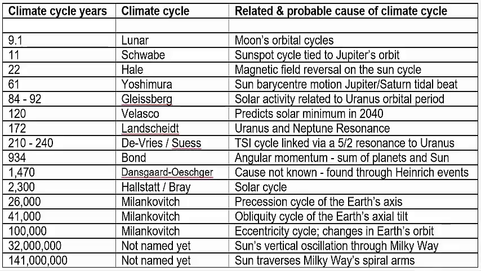The De Vries cycle is also important, the Gleisberg, and in particular, in terms of the late 20th century global warming we've experienced, the Yoshimura is the most important one. It's a 61-year barycenter cycle of the Sun, tied to Jupiter and Saturn's tidal beat. It's because the Sun has a motion around the solar system's barycenter with a 61-year cycle. That causes changes in solar activity, which causes changes in climate on Earth on a 61-year cycle.